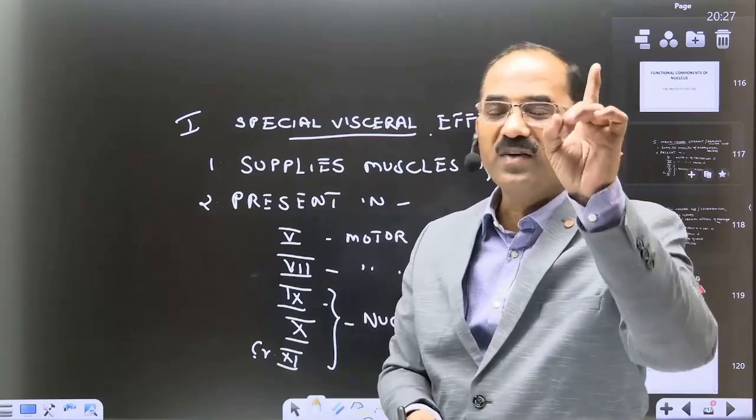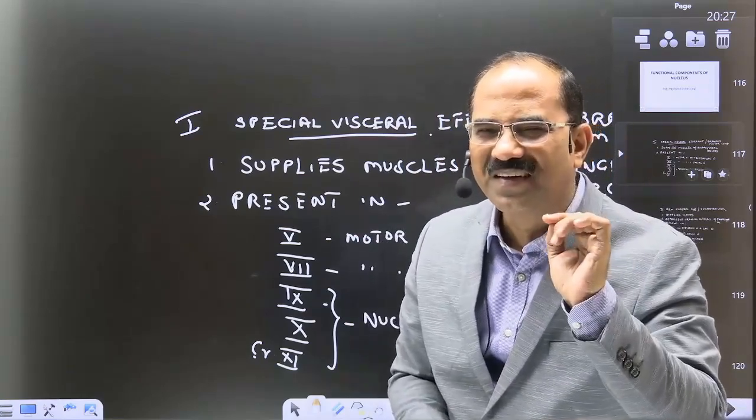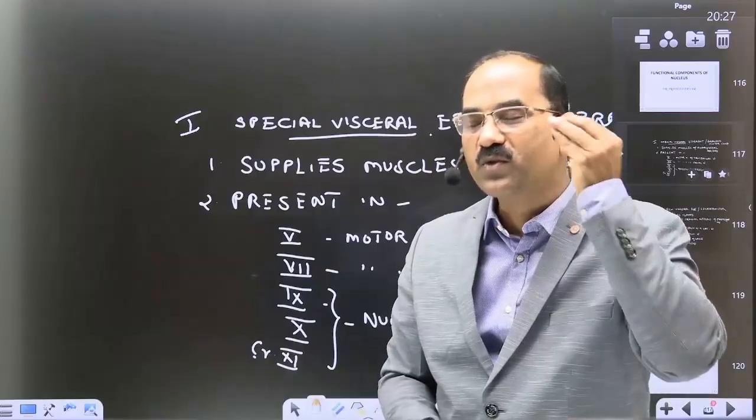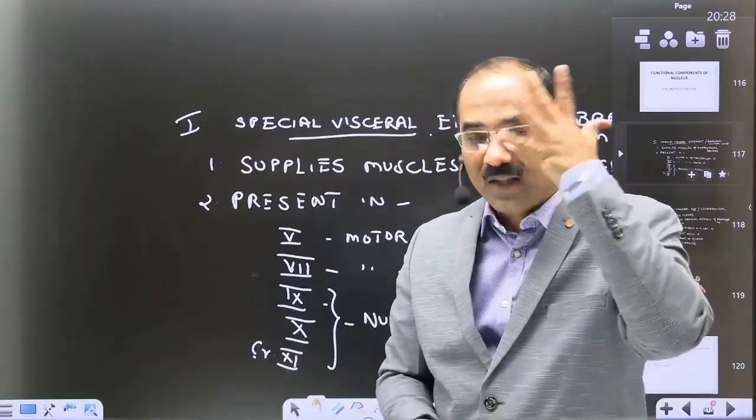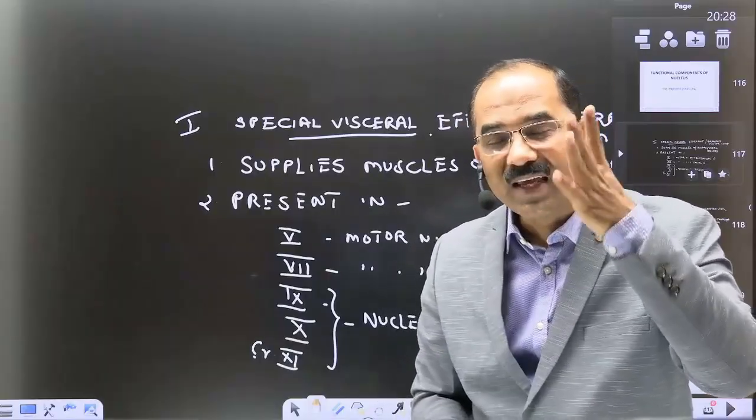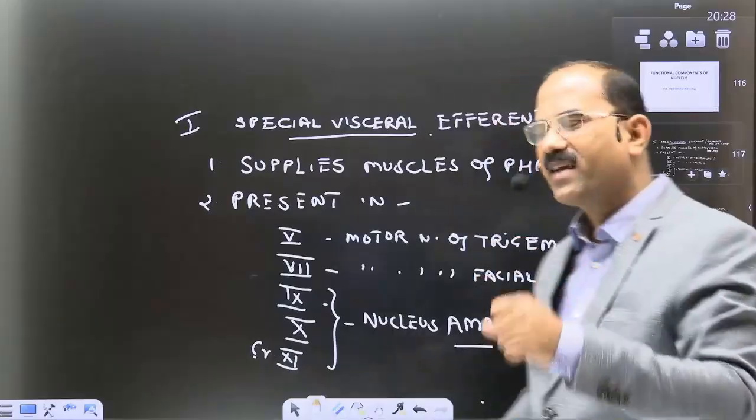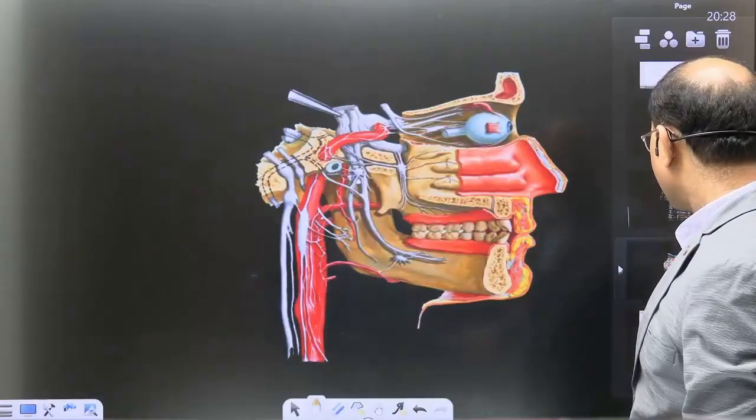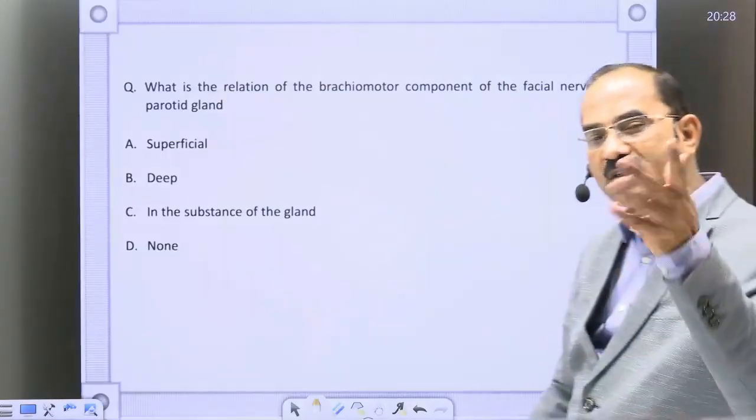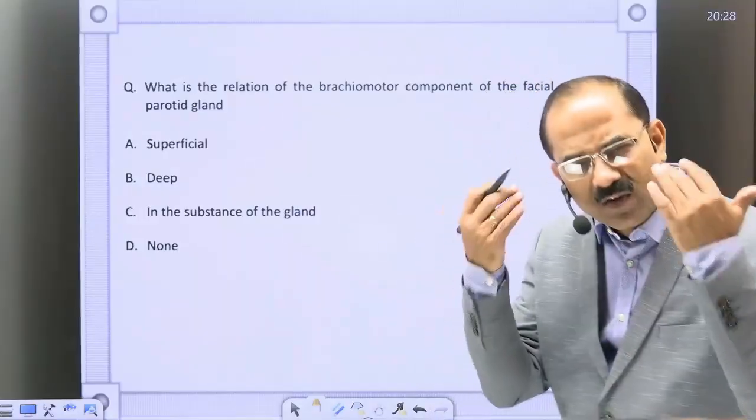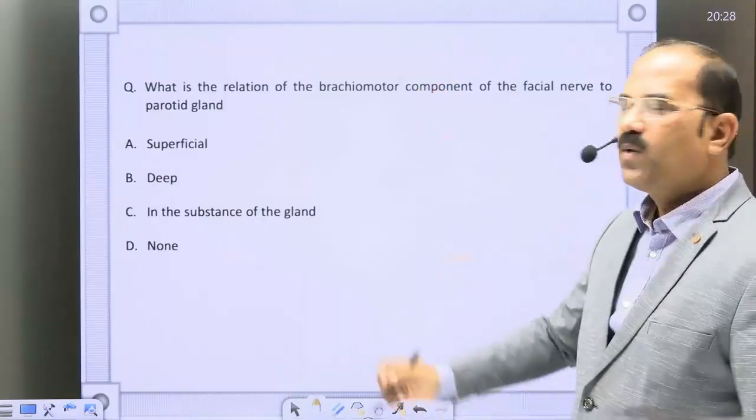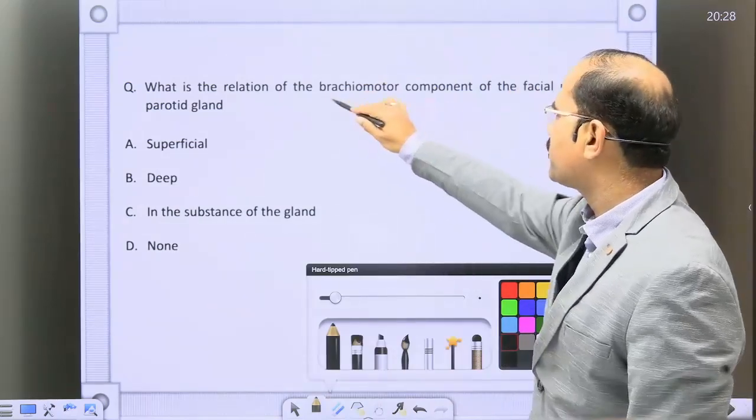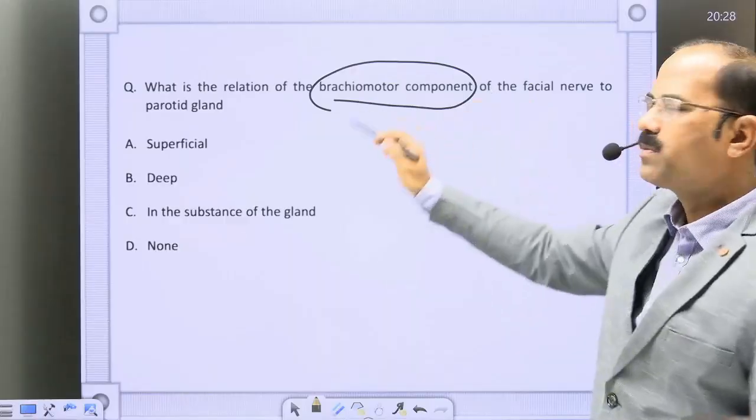But yes, facial nerve has one component left with it. What is that component? Special visceral efferent. And this special visceral efferent, or the branchiomotor component, is going to supply the muscles of the second pharyngeal arch. Understand? And that is why when the facial nerve is passing through the parotid gland, it is not supplying the gland. Why? Because it doesn't have the component to supply the gland. Answer this. What is the relation of the branchiomotor component, the special visceral efferent component of the facial nerve, to the parotid gland?